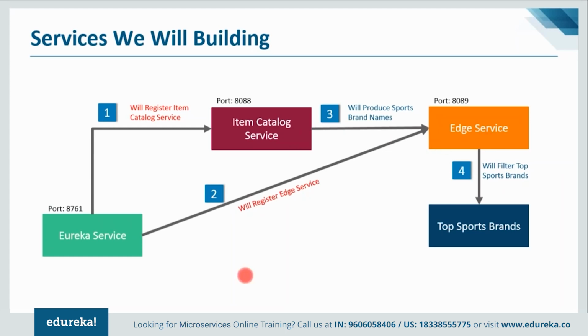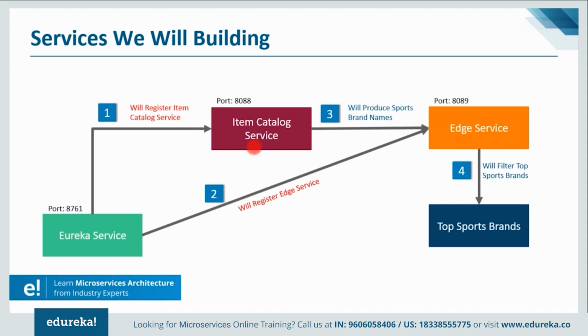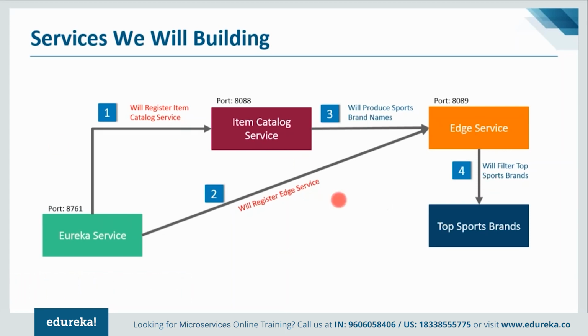Let me just repeat it once more. So we have a Eureka service, which is owned by Netflix. And this is basically a registry service. And we have the other microservices registered in this service. The item catalog service will have the sports brands. Then the edge service will give us the top sports brand, will filter only the top sports brand. This is how the architecture of our Spring Boot application is.